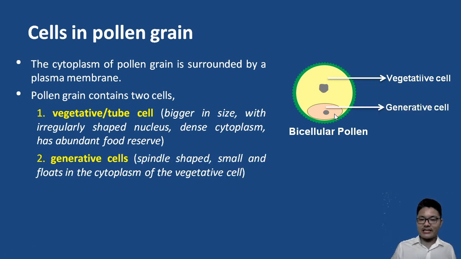The other cell is the generative cell. The generative cell shown here is floating, present within the cytoplasm of the vegetative cell. The generative cell is usually spindle shaped. The two ends are tapered, two ends are thin, and the middle portion of the generative cell is bulged. So it has a spindle-shaped structure. The generative cell is very small as compared to the vegetative cell. It should be one eye, not two eye, sorry.